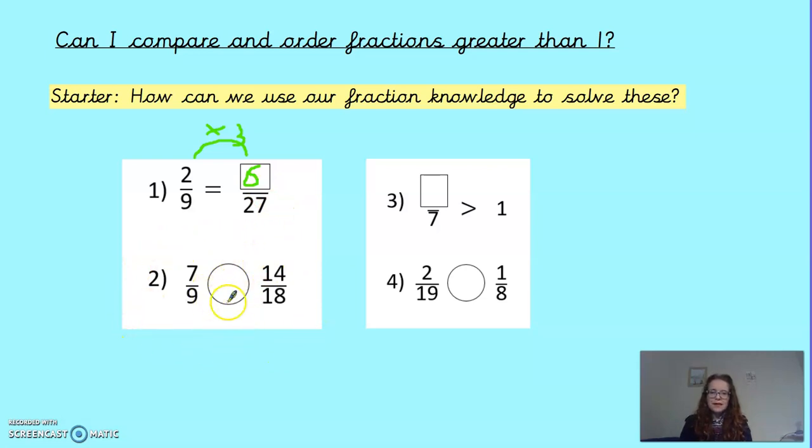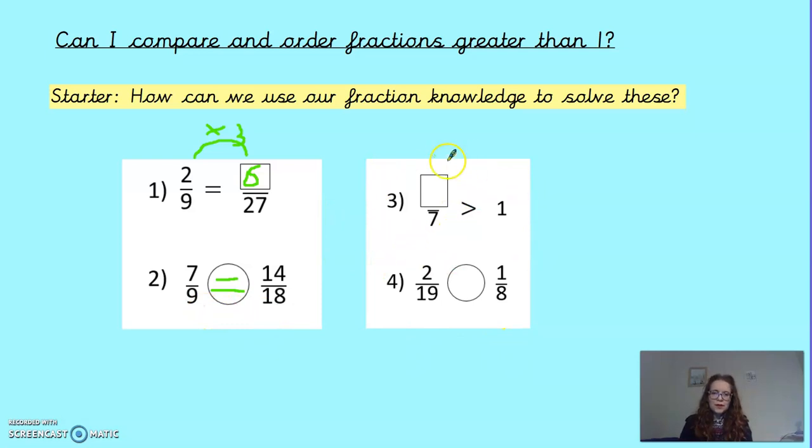Okay, have a look at this one. Now we've got the missing symbol here. What symbol do we need to put in here? Have a think. Yes, you've spotted it, hopefully. This is equivalent. Yes, we've done 7 times 2 gets to 14, and 9 times 2 gets to 18, which means this one is equivalent. So we put in our equal sign here.